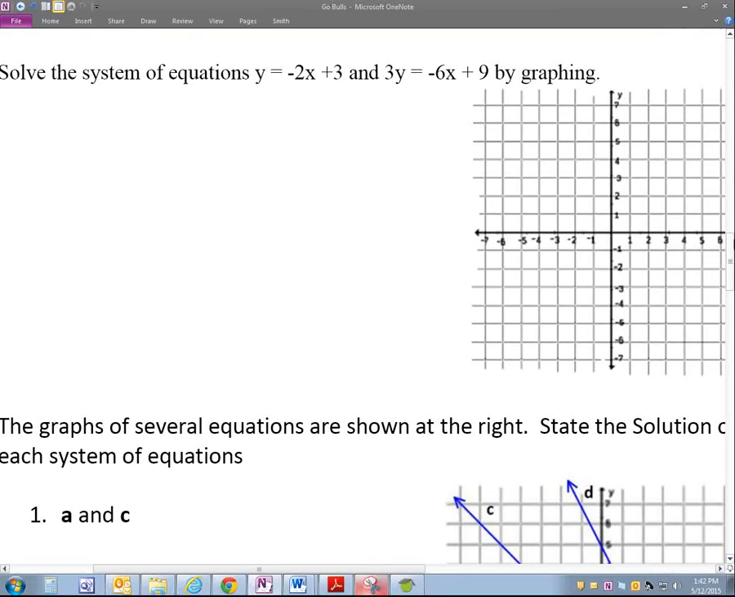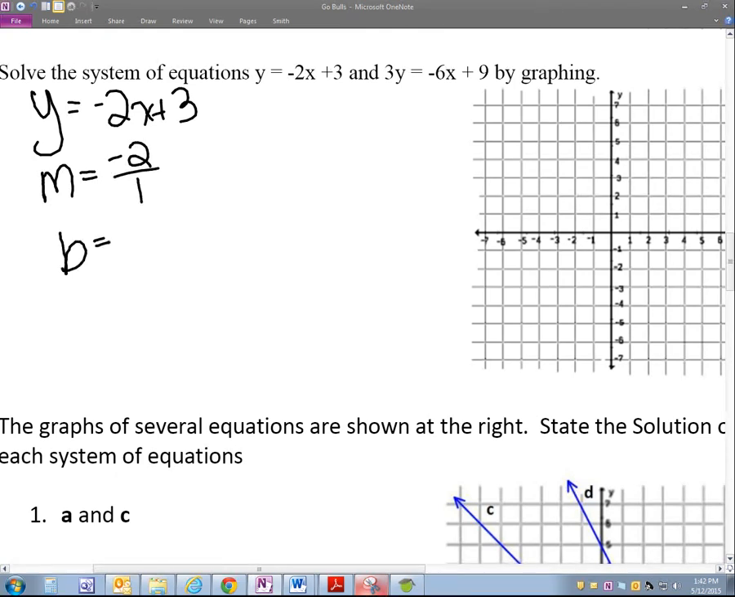So, we have y equals negative 2x plus 3. I already have that in y equals mx plus b form. So my slope is negative 2 over 1. My y-intercept is 3. This one is not being nice. It has something stuck to the y, so I have to get it unstuck from the y. In order to do that, I have to divide both sides by 3.